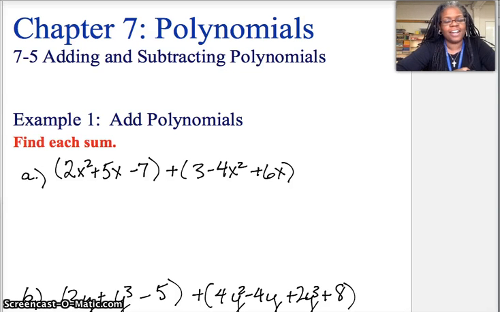I hope you're fine. We are in chapter 7 and we're looking at section 7.5, which is actually not going to be that bad. You're going to find that you've done a lot of this before. And this section is all about adding and subtracting polynomials. So here's what we've got.